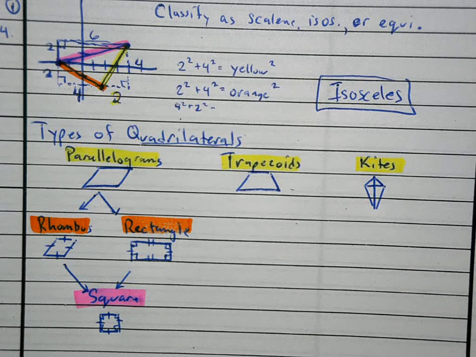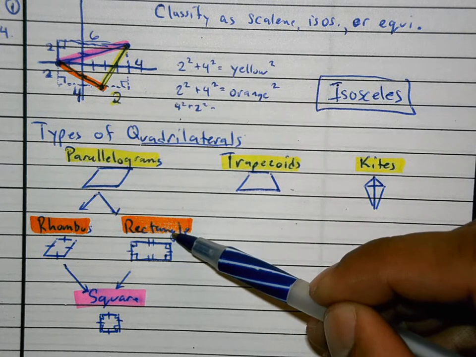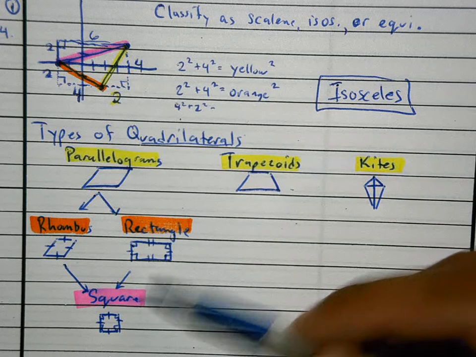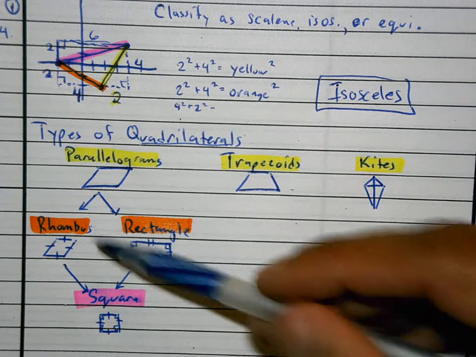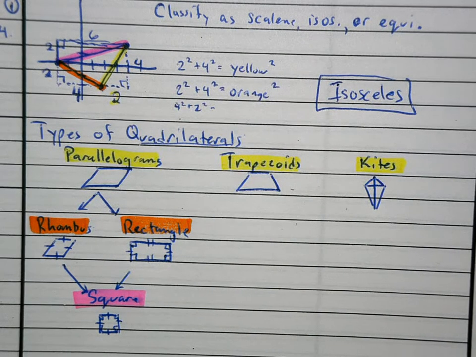A rectangle is always a parallelogram. A square is always a rectangle. A square is always a rhombus. A rhombus is always a parallelogram, and so on. So these are what you're going to have to classify some of the shapes in numbers 5 through 8. So your job really is to figure out, when you look at these particular graphs, is it a rhombus? Is it a square? Is it a rectangle?